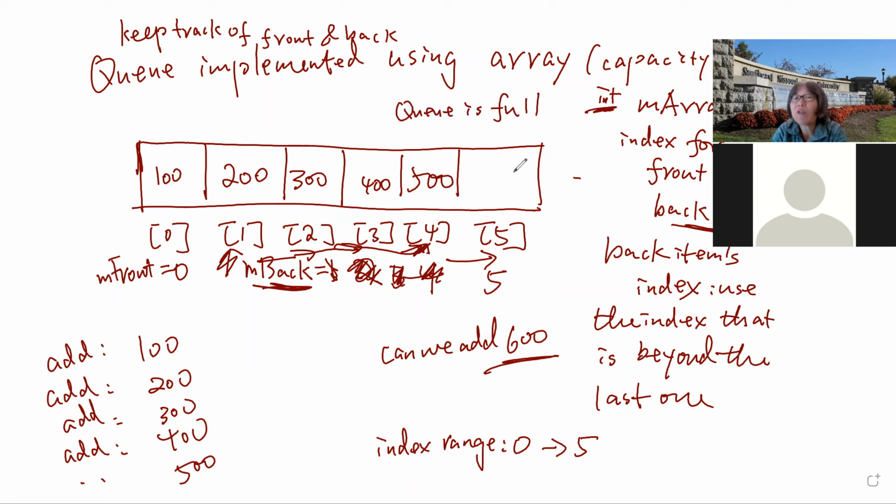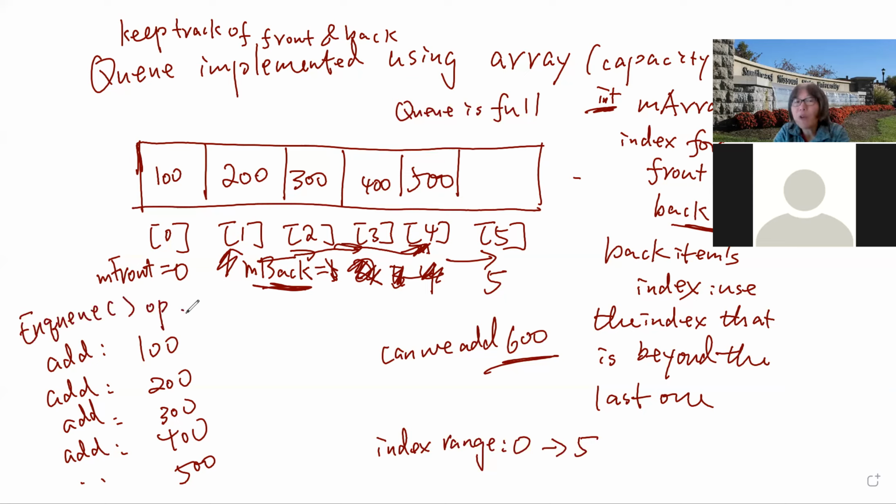The queue is basically full, and so now we cannot add, based on what we just saw for the add operation. So basically this is the enqueue operation.